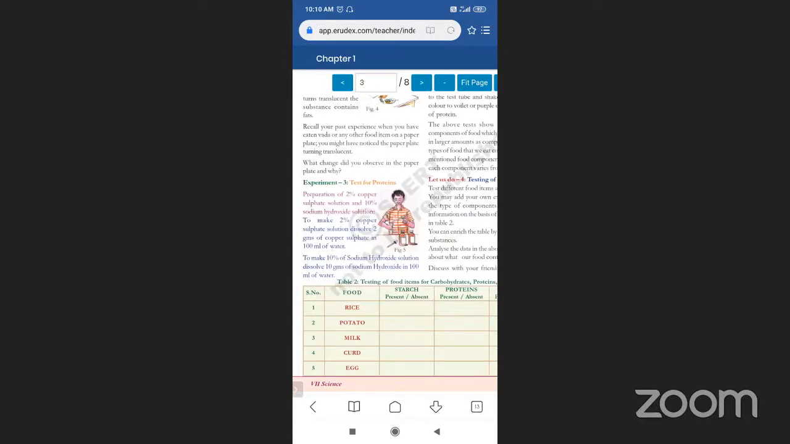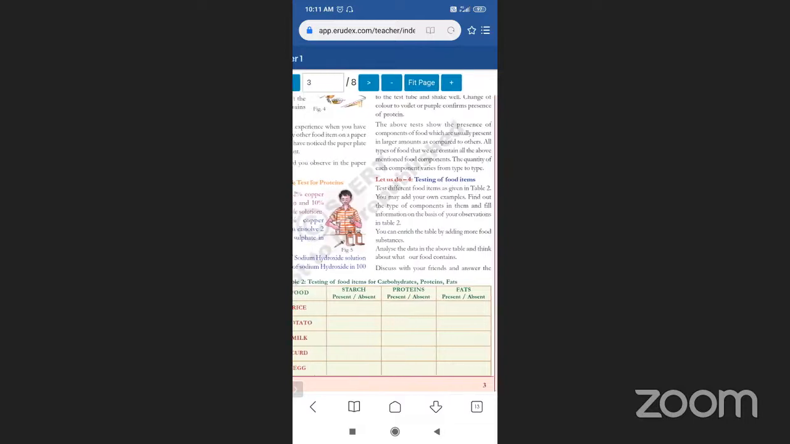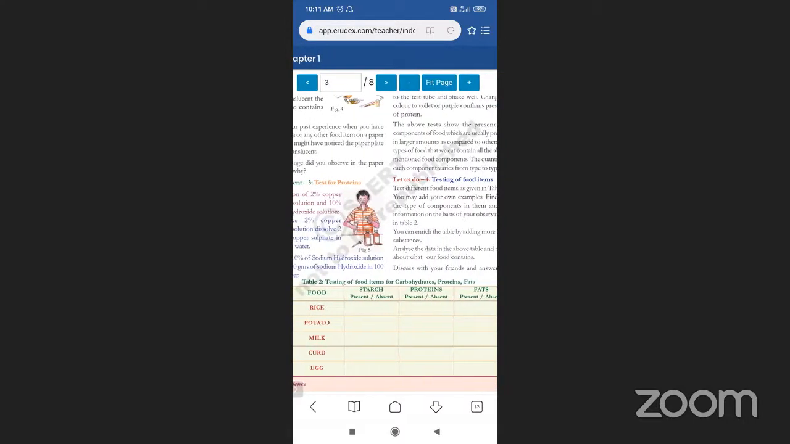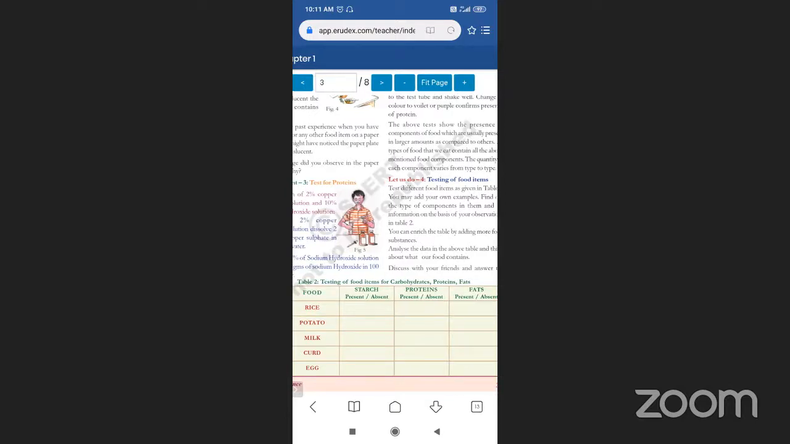Rice has starch, proteins, fats, all three contents, so it is present in the rice. Then potato: potato and rice show carbohydrates as high content, and proteins also are present, but the fat content is somewhat less. Then milk and curd contain both starch and proteins, but the starch and proteins are in less quantity in the milk and curd, as well as in the egg; it is not in the direct form, but present in small amounts. And the fat content is more. In the milk and curd, we can see yellow color layers on the milk.